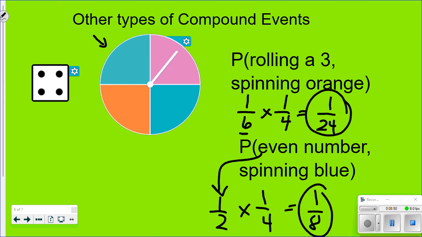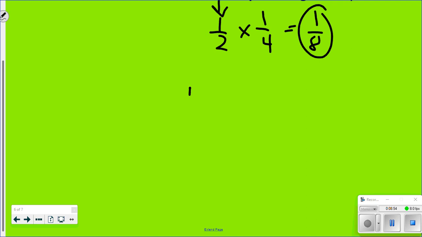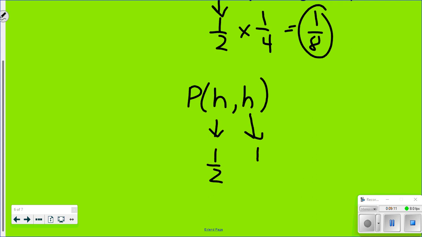I could think of another type. So let me do another type like this. Let's say, what's the probability, and we're just going to change gears here, of flipping a heads on a coin and then flipping another heads. So, okay, what's my probability of getting heads on a quarter? It's 1 out of 2. What's my probability of flipping my quarter again and getting a heads? It's 1 out of 2.